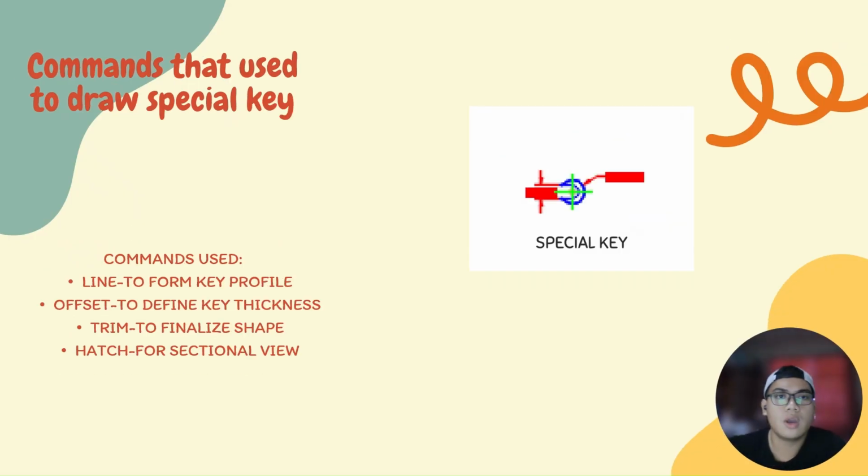Next, we're going to draw a special key. The commands that we use to draw this special key: we use line to form the key profile. Next, we use offset to define the key thickness. Then we use trim to finalize the shape and remove the unwanted lines. Lastly, we use hatch for sectional views.